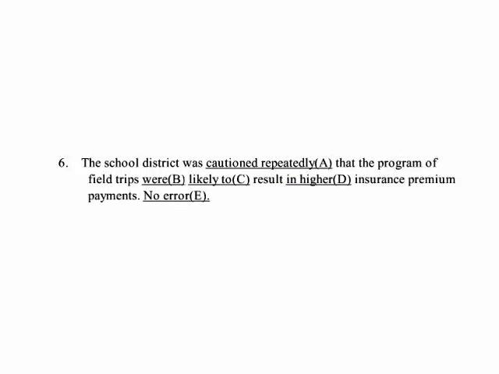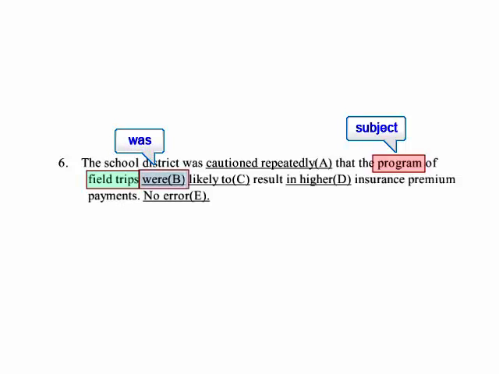Number 6 shows a type of error that the SAT loves to come after you with. Now, in this case, the school district was cautioned repeatedly that the program of field trips were likely to result in higher insurance premium payments. Okay, the subject of this sentence is the program of field trips. So the program was likely to result. Field trips is next to the verb, but proximity doesn't mean it. And remember, a subject is never in the prepositional phrase anyway. So this gives us the correct choice as was, needing the revision in B.